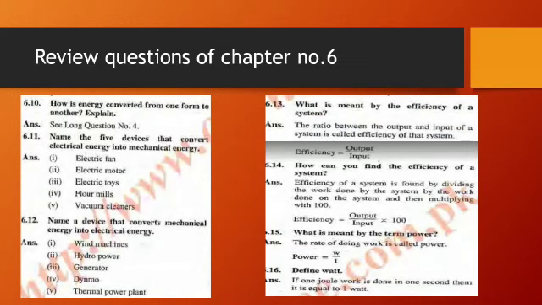Next is 6.10, how is energy converted from one form to another? Explain. You can see question number 4. You have studied a lot of types from your same chapter number 6.